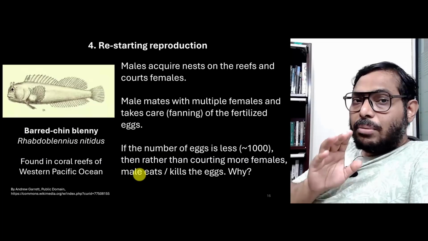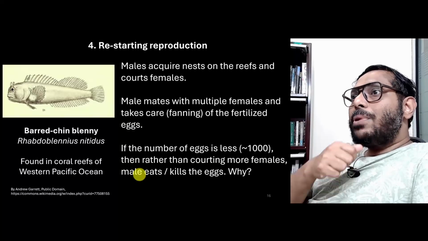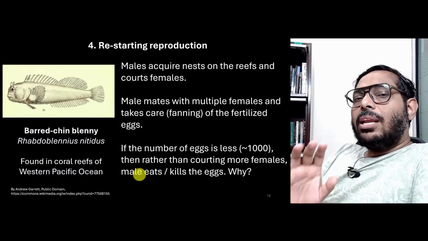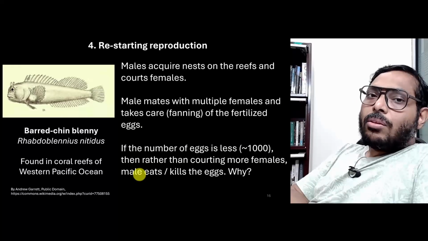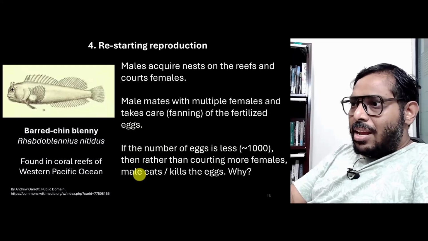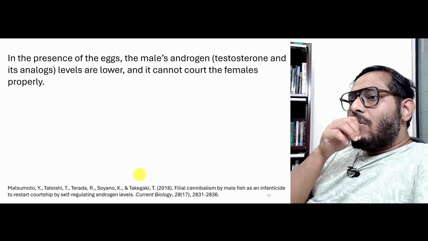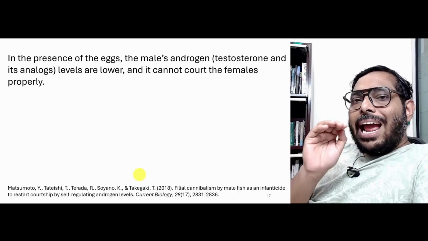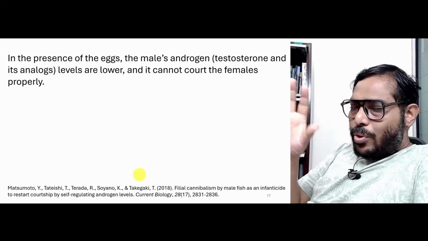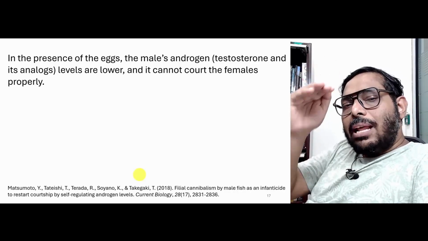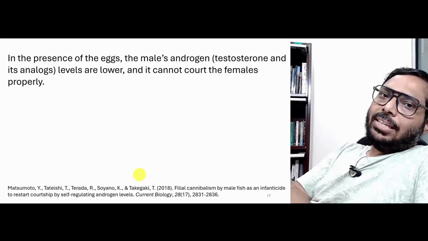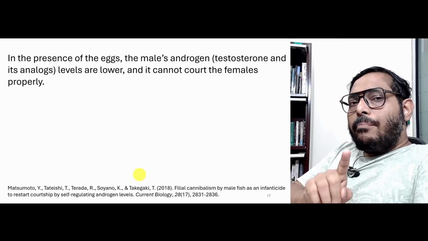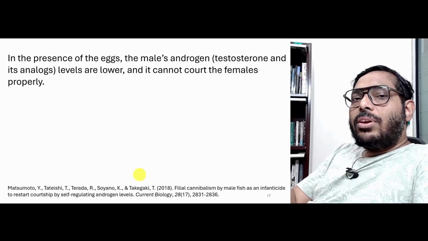Okay, this is the very interesting part. Sometimes they eat them, but many a times they simply kill them without eating them. So, it is not really a case of recovering resources, they are killing them for some other reason. What is the reason? Very interesting. Turns out that when the eggs are present, the male's androgens, the male hormones, testosterone and some of its analogues, those levels are lower in the presence of the eggs. And when that level is low, then the male is not able to court the females properly.